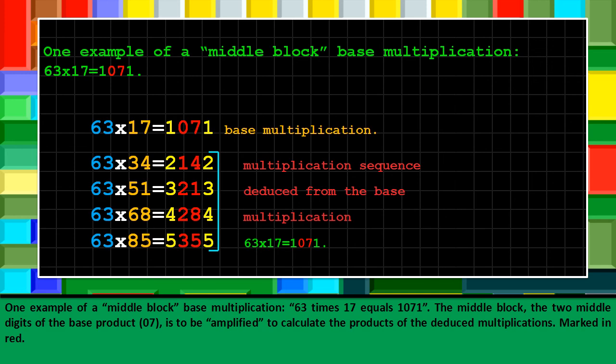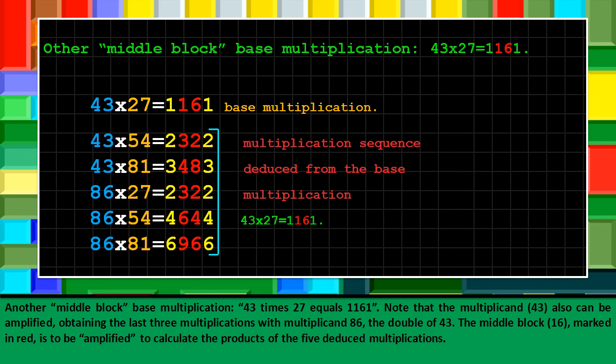One example of a middle block base multiplication. 63 times 17 equals 1071. The middle block, the 2 middle digits of the base product, 07, is to be amplified to calculate the products of the deduced multiplications, marked in red.